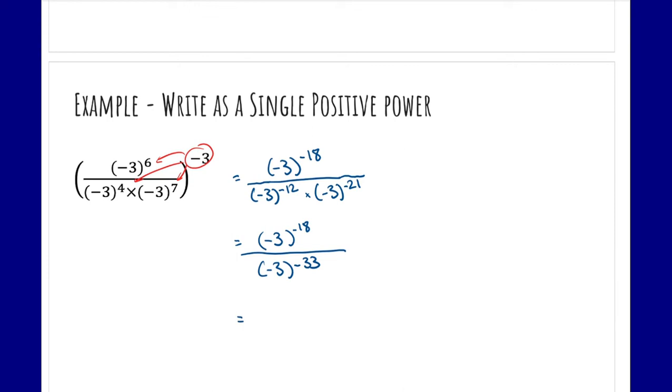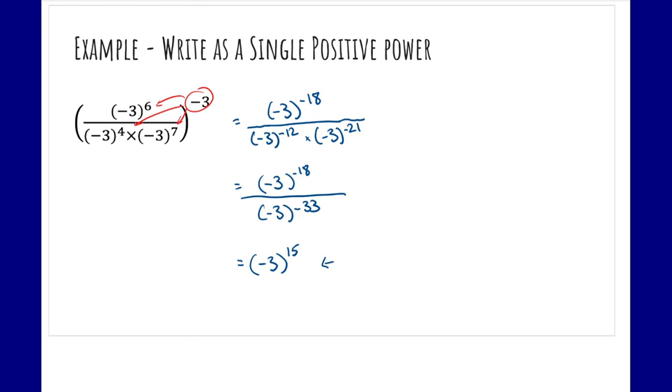Now we're dividing two powers, so we subtract. So negative 3 to the power of negative 18 minus negative 33. So I get negative 3 to the power of 15. Again, this is simplified. And if we needed to evaluate it, negative 3 to the power of 15, we get negative 14,348,907, which is our evaluated form.